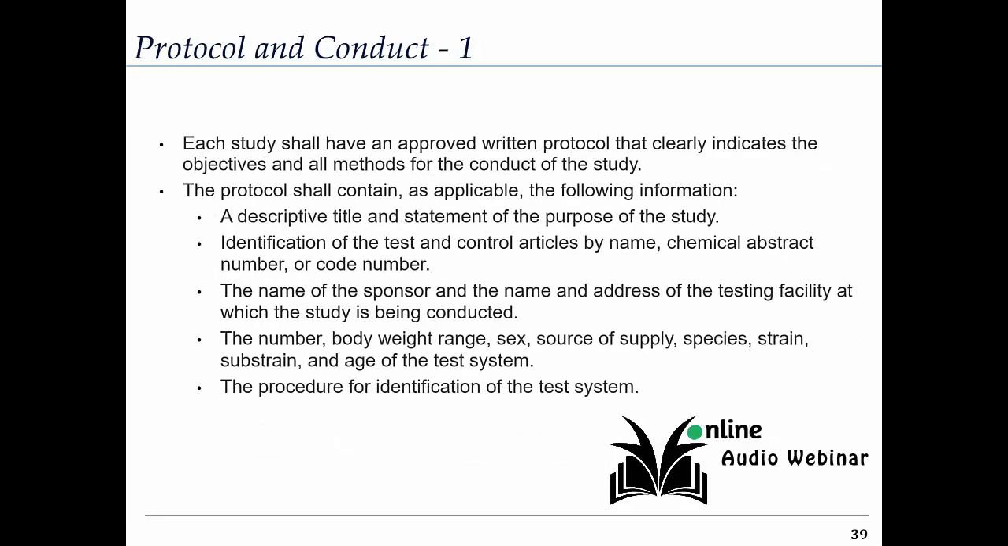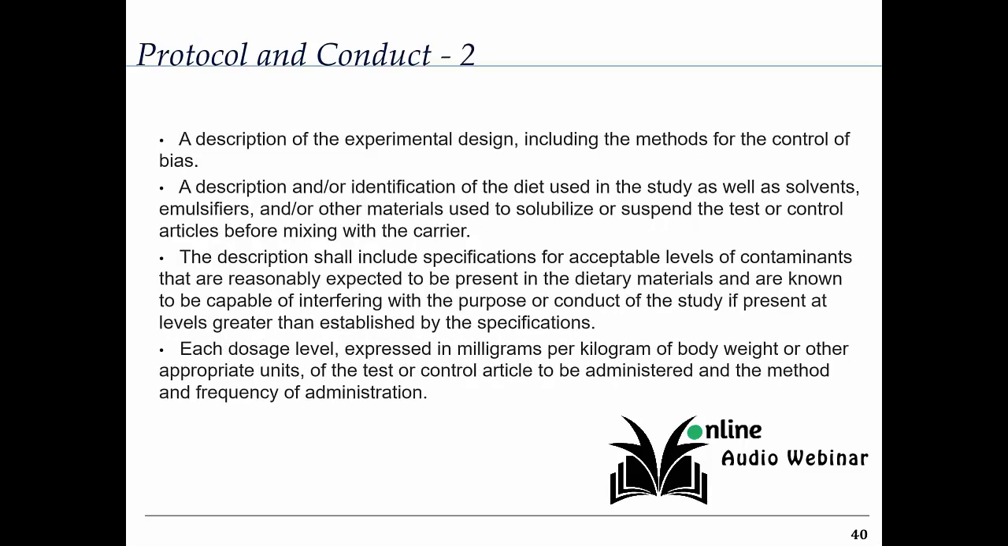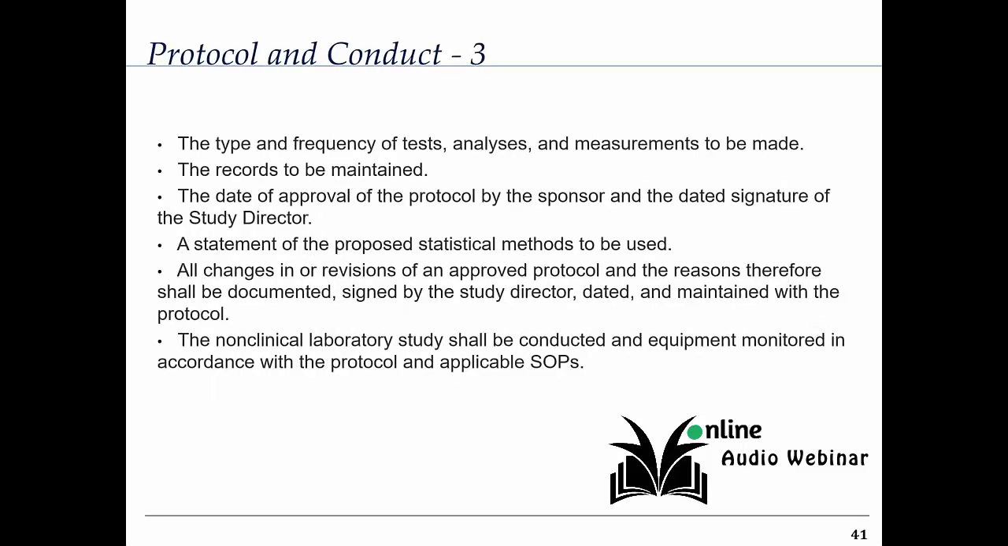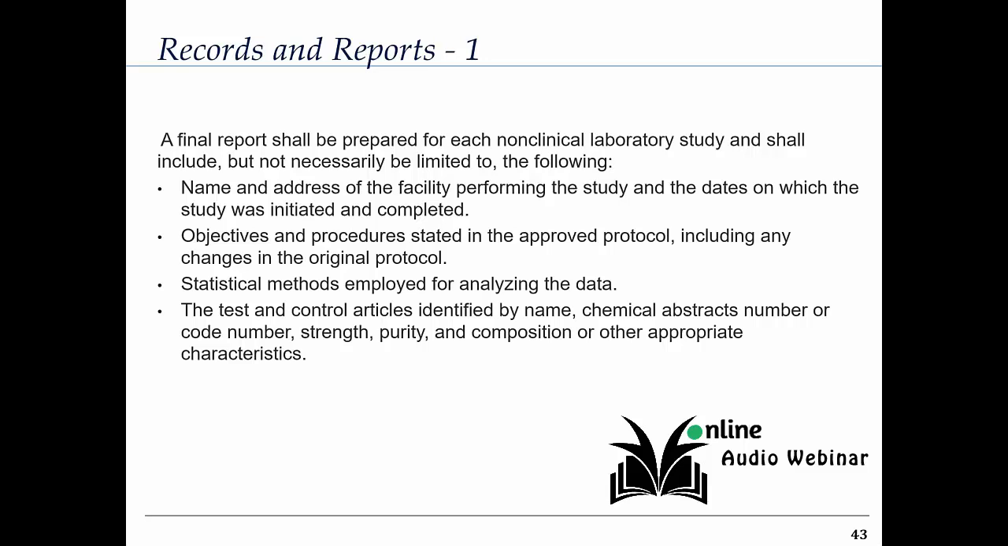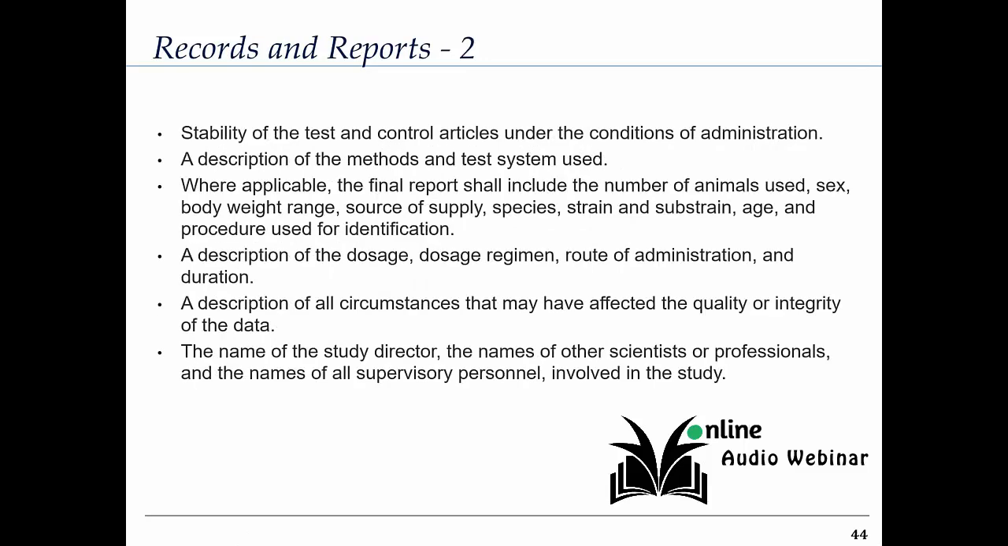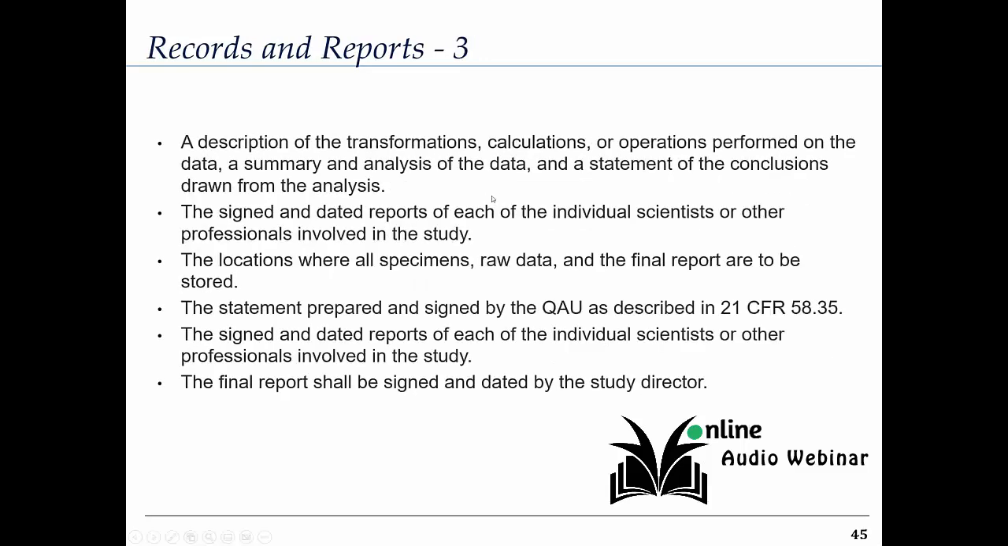Protocol and conduct. Study should have a written protocol. The study director adheres to that as well. If you're using DOE, design of experiments for experimental design, type and frequency would be defined, records to be maintained. Your protocol should probably reference the applicable SOPs. A final report shall be prepared for each non-clinical laboratory study and shall include the name and address of the facility. Stability would be defined, recording transformations, calculations, operations on the data.